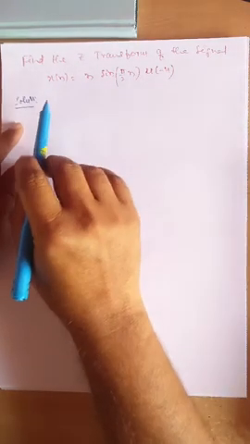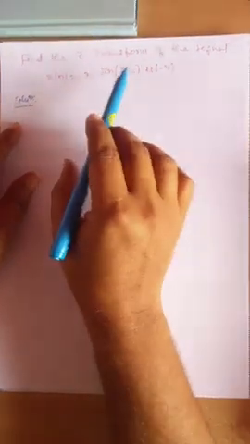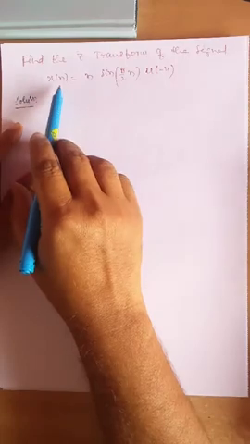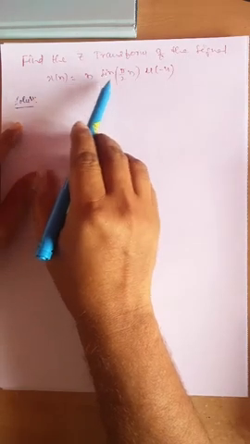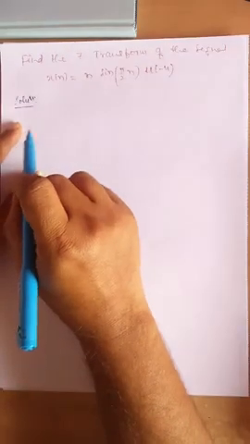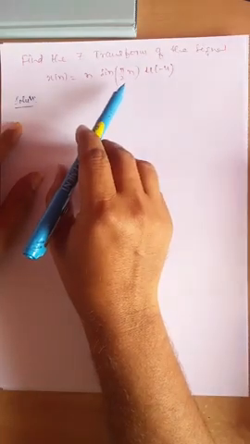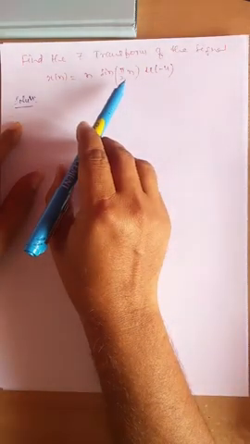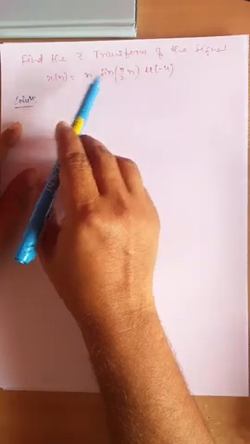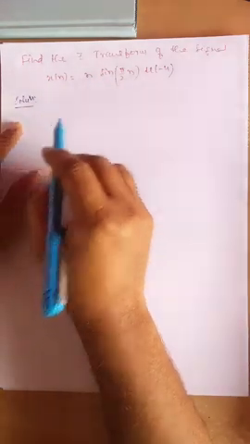Solve the problem on Z transformation using properties. One question is x of n is equal to n sine of pi by 2 into n, into u of minus n. Here you need to use the time shifting property, time reversal property and differentiation in Z domain property.